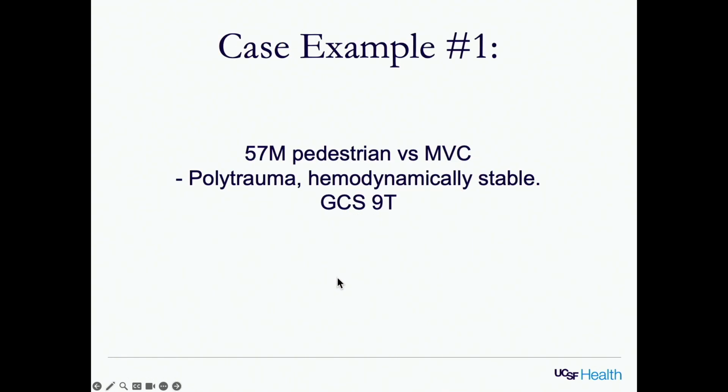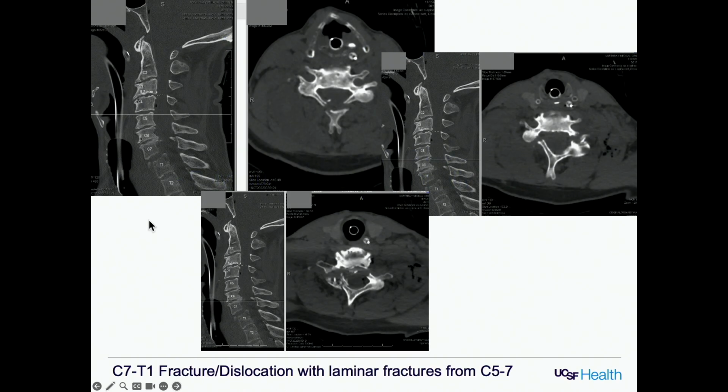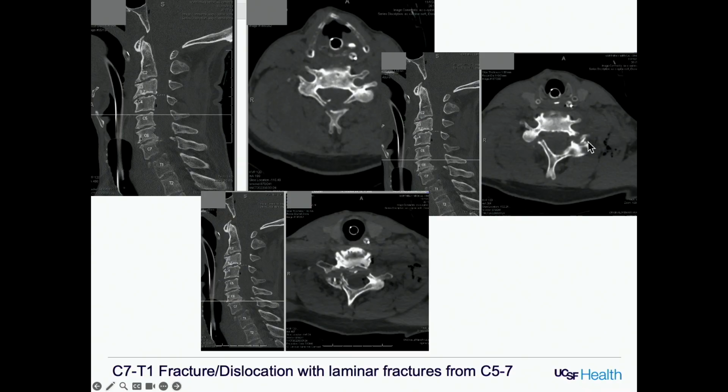So just a case example, this is a pretty standard patient that we would have come in. This was a pedestrian versus motor vehicle. He had multiple fractures and an unstable cervical thoracic 3-column injury. It's hard to appreciate on the table due to alignment of him being flat, but he has complete disruption of the lamina bilaterally. Laminar fractures extended up to C6 and C5. And so we put him in a collar.